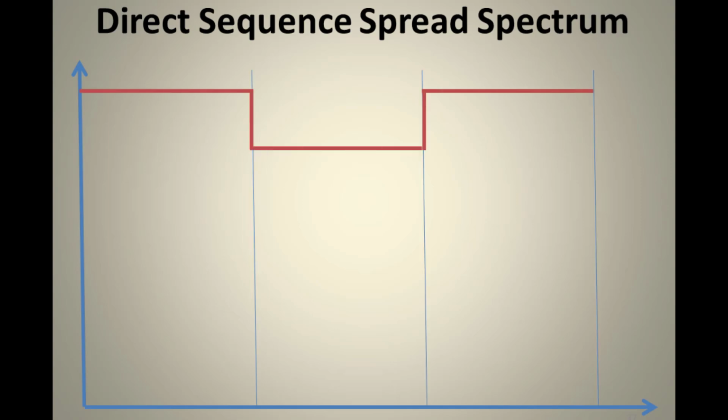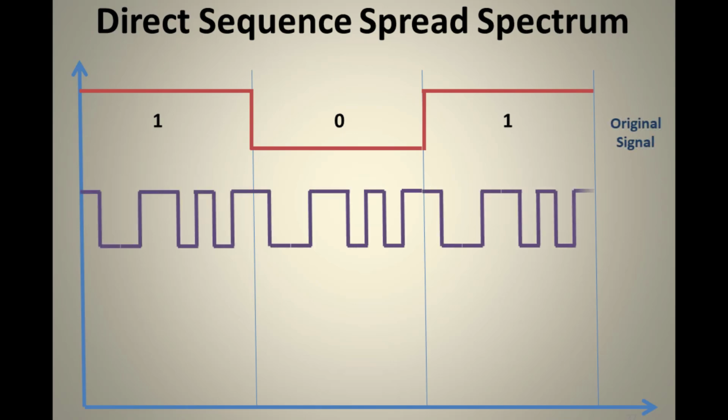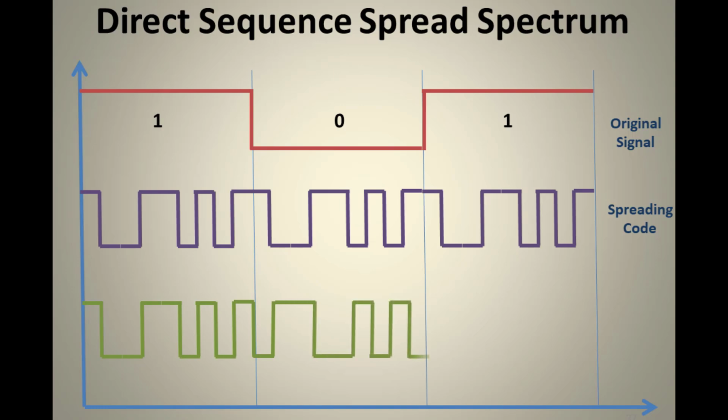Here this is the input signal 1 0 1. Next this is the spreading code, the chip. Now we combine the original signal with the spreading code and we get this. This green wave which we are getting is the output, the spread signal. We can make out that when the input is 1 we get the same spreading code, and when it is 0 we get the complement of the spreading code. So this is how direct sequence spread spectrum works: the original signal, the spreading code and the spread signal.